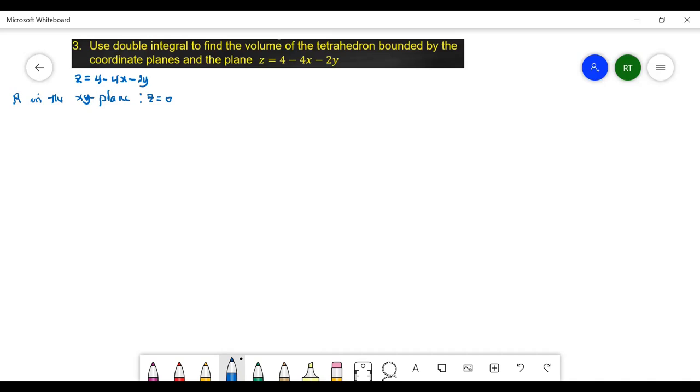And if Z is equal to 0, we can get the trace of the plane Z is equal to 4 minus 4x minus 2y on the XY plane. To get the trace, we let Z is equal to 0. We will get the trace on the XY plane. We mean the trace of the plane Z is equal to 4 minus 4x minus 2y. So if Z is equal to 0, what will happen? 4 minus 4x minus 2y is equal to 0, right? And we can actually simplify this.